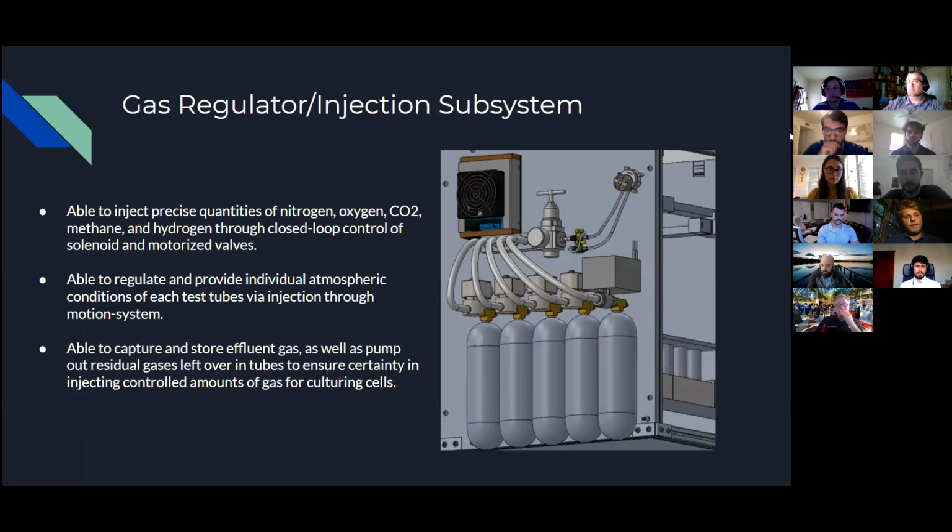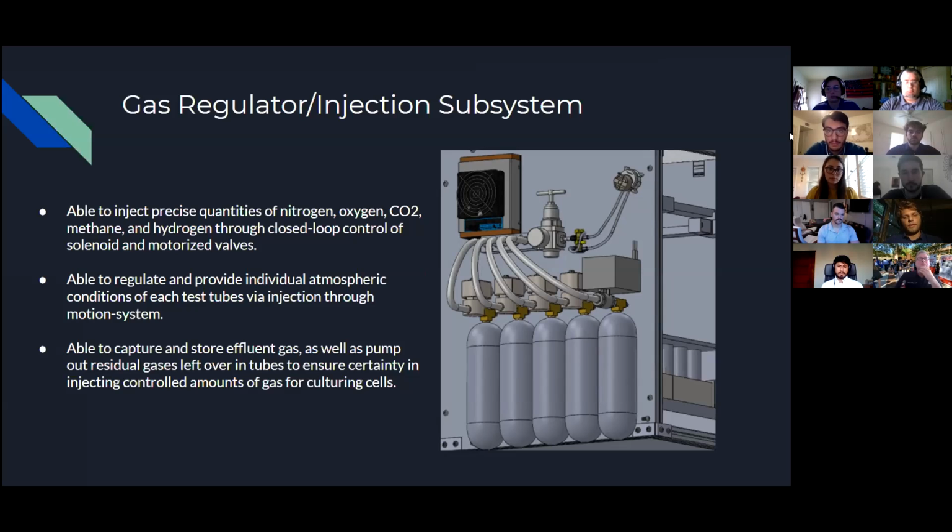And because this gas injection needle is attached to the dispensing arm of the motion system, the controller can regulate the atmospheric conditions within each rubber-capped tube individually. And this design is capable of pumping out effluent gas as well as residual gas left over in the hoses to ensure precision in regulating controlled amounts of gas for culturing cells.